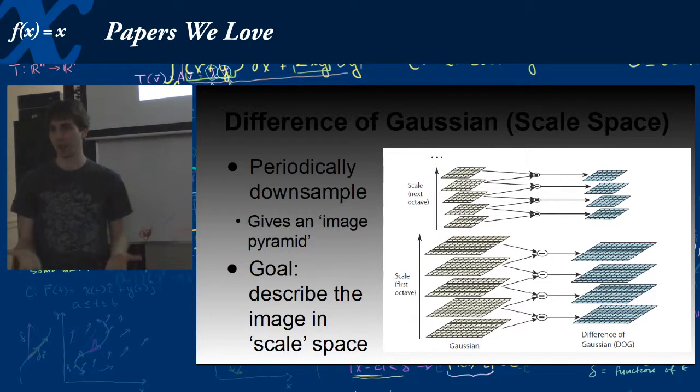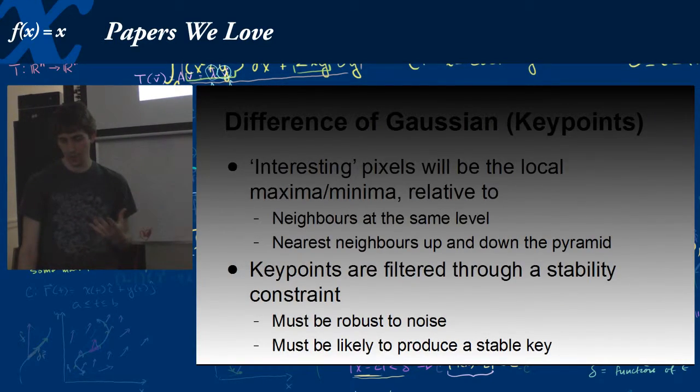And that's important because we want scale invariance, right? If we can describe the image in that extra dimension, we can get an idea of what it will look like when it's farther away or closer up. So using this difference of Gaussian, where between each of those slices we take the difference, the interesting points are going to be the local minima and maxima in that image, where we compare it to the images at the same level in the pyramid, and then above and below it in the pyramid.